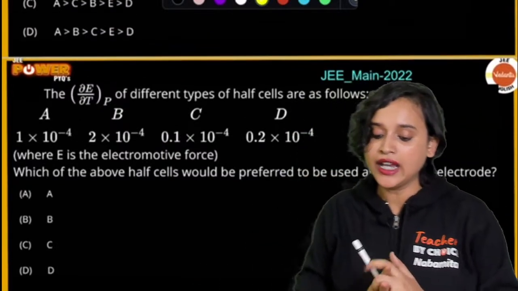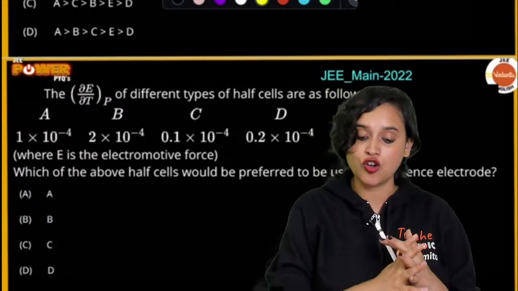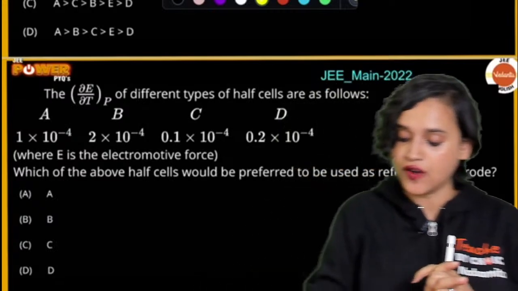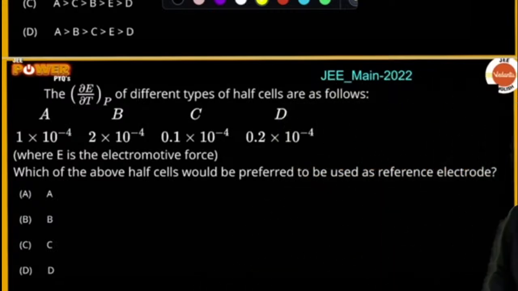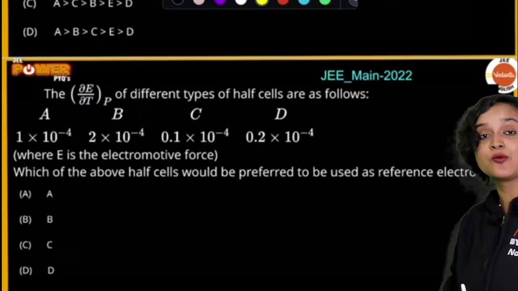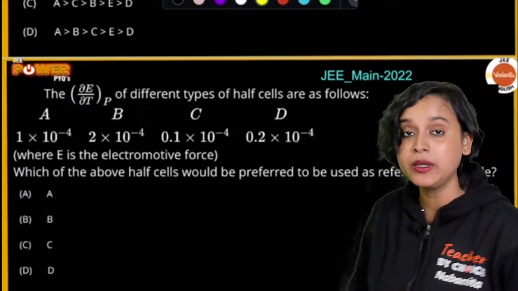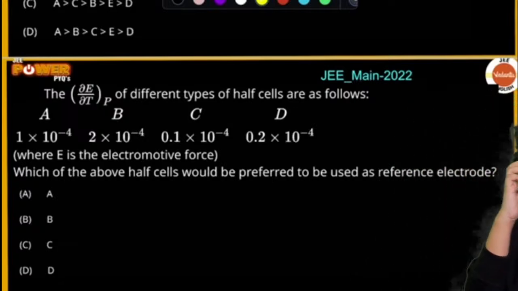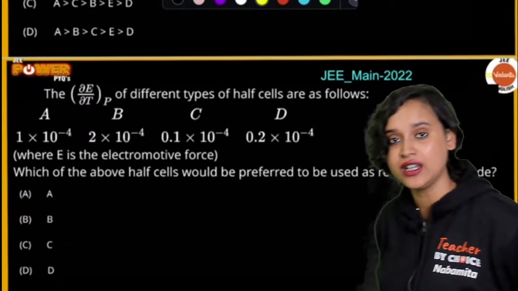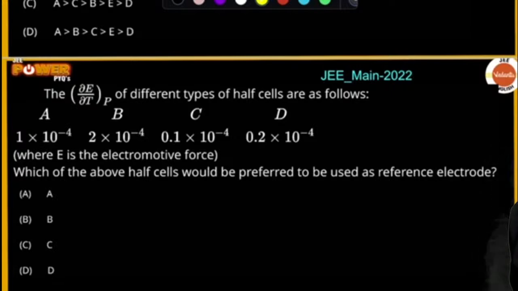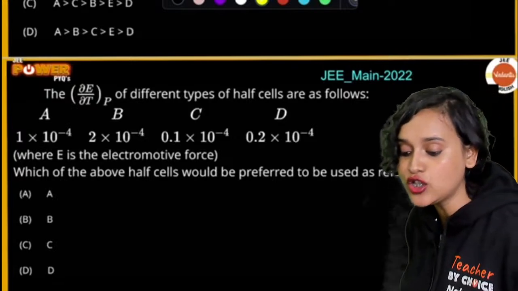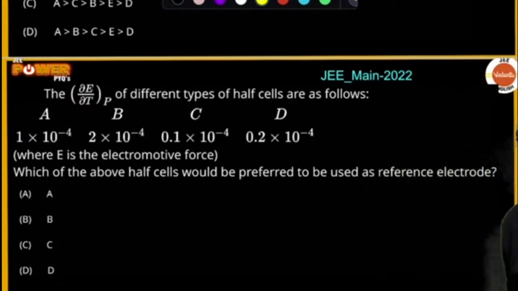The dou E by dou T at constant pressure of different types of half cells are as follows. For A, it is 1 into 10 to the power minus 4. For B, it is 2 into 10 to the power minus 4. For C, it is 0.1 into 10 to the power minus 4. And for D, it is 0.2 into 10 to the power minus 4. But this is a very easy one.